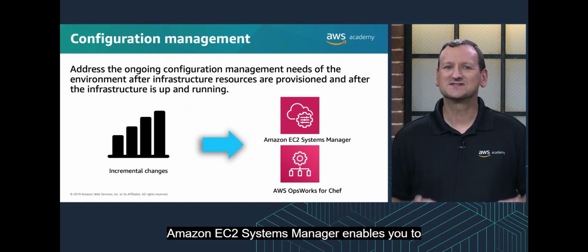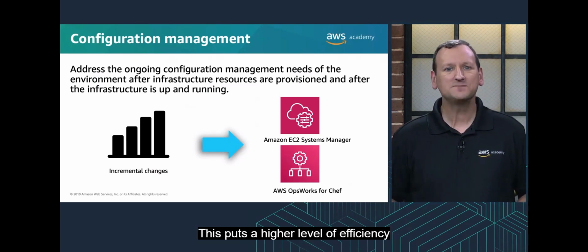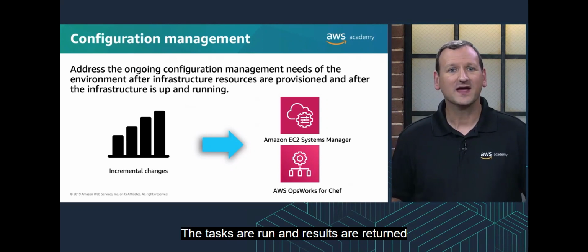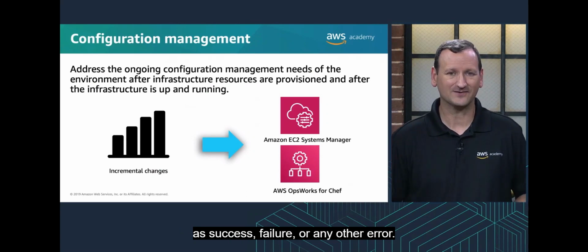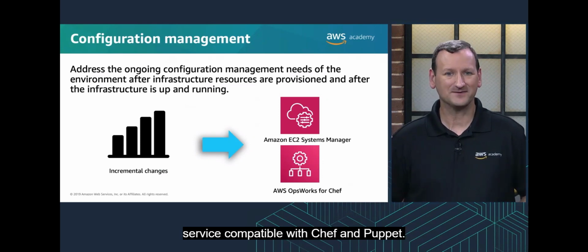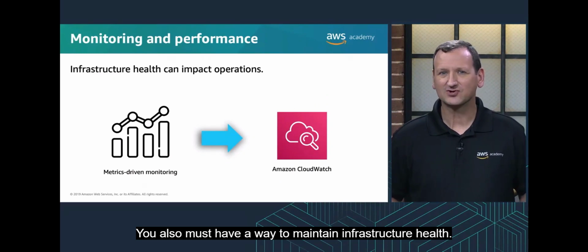Amazon EC2 Systems Manager enables you to define an action that is performed in one or more instances. This puts a higher level of efficiency to manage large-scale environments. The tasks are run and results are returned as success, failure, or any other error. AWS OpsWorks is a configuration management service compatible with Chef and Puppet. You also must have a way to maintain infrastructure health.